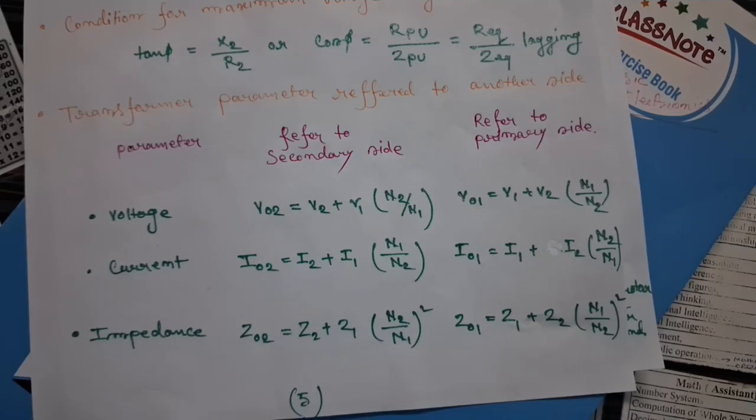Then impedance referred to secondary side is equal to Z2 plus Z1 into N2 by N1, that whole square. And impedance referred to primary side is equal to Z1 plus Z2 into N1 by N2, that whole square.